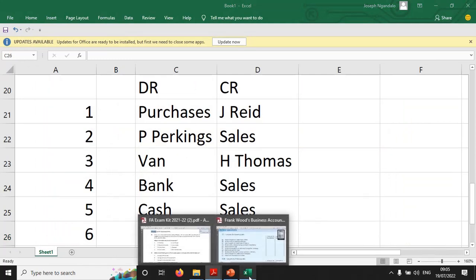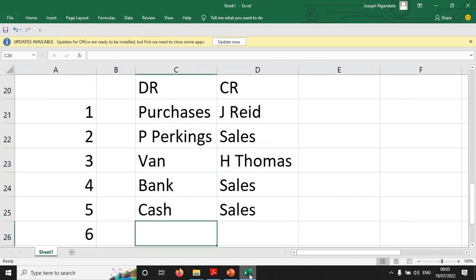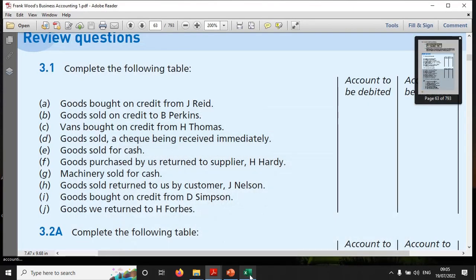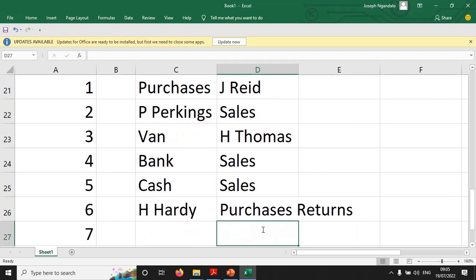Next. What happened? Goods purchased by us returned to supplier H. Hardy. We call these purchases what? Returns. But let it not confuse you. Because H. Hardy is doing what? Receiving or giving? He's receiving. So receivers, we do what? Good. So, this time around, H. Hardy, the supplier is receiving. So we introduce this opposite of purchases. Is called purchases what? Good. Proceed.